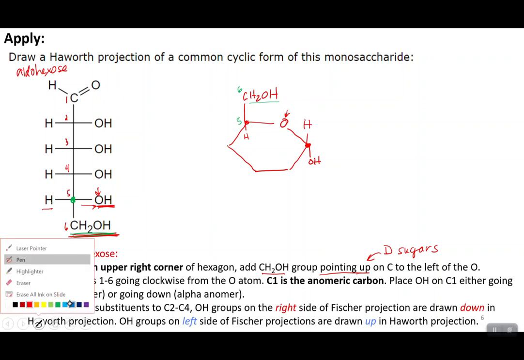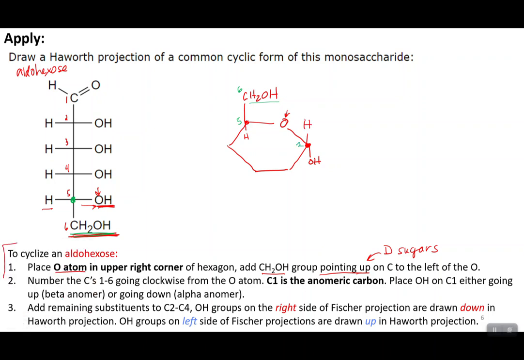And at this point, I would go ahead and number your ring, because this will allow you to keep track of all of your substituents. Okay, so I have done carbon number 1. So now I am ready to add the remaining substituents, which is carbon 2, 3, and 4. Remember that 5 we have already done.